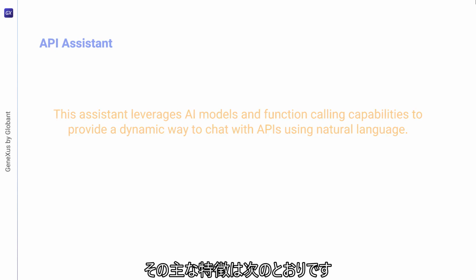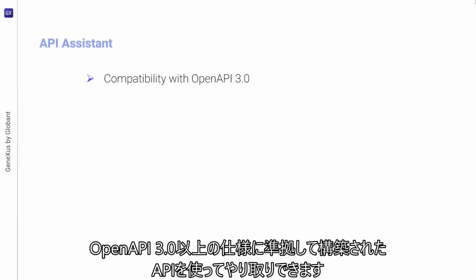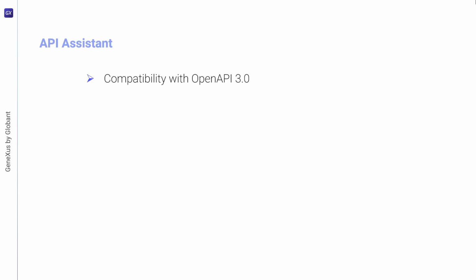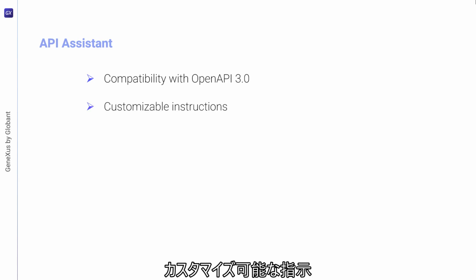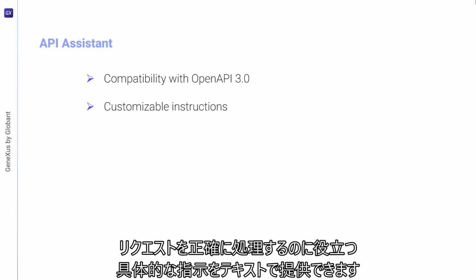Its key features are as follows. Compatibility with OpenAPI 3.0. It's possible to interact with any API that's built following the OpenAPI 3.0 specification or later. Customizable instructions. The user can provide specific text instructions to guide the AI assistant in making decisions and accurately handling requests.